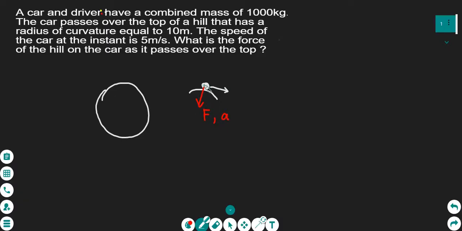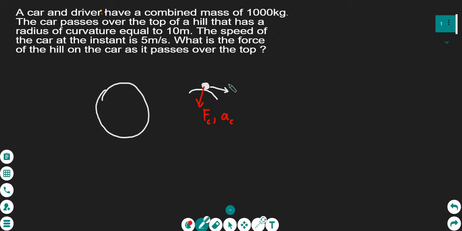That's Newton's second law. If there's a net force acting in a certain direction, then there's an acceleration in that direction. So this force we call the centripetal force, and the corresponding acceleration is called the centripetal acceleration.